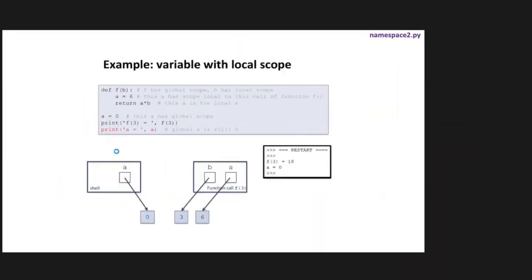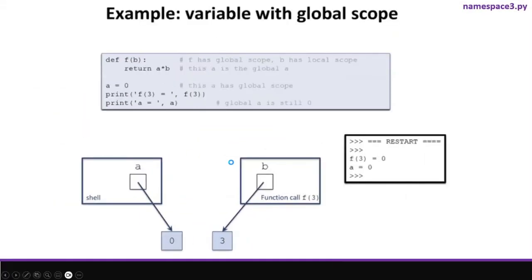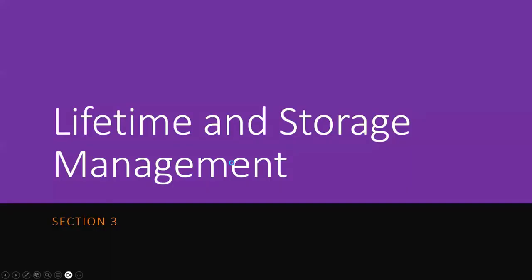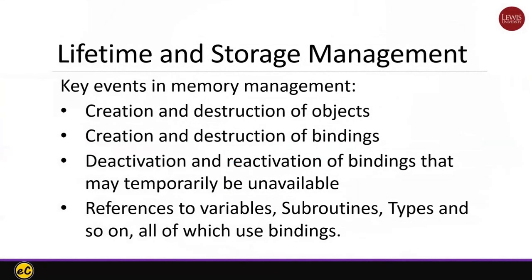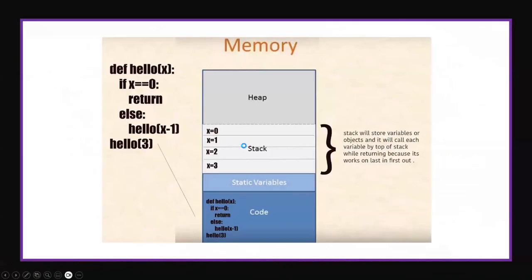Okay, and there are details to define the different environments with different types of variables. The next one is lifetime and storage management. We talk about the creation of objects and the destruction of objects, creation of bindings and destruction of the bindings. That's the whole memory management model you have to know for Python.